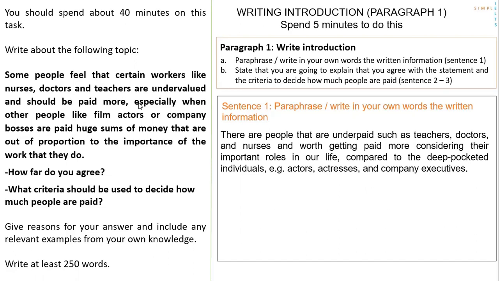So I'll read it for you. There are people that are underpaid, such as teachers, doctors, and nurses, and worth getting paid more considering their important roles in our life compared to the deep-pocketed individuals, e.g., or for example, actors, actresses, and company executives. Okay? So, some people feel that certain workers, I changed that into there are people that are underpaid, certain workers that are underpaid, such as teachers, doctors, and nurses. Undervalued has the same meaning as underpaid. Certain workers, nurses, doctors, teachers, same, I didn't change them. Or you can say educators, medical professionals, that works too.